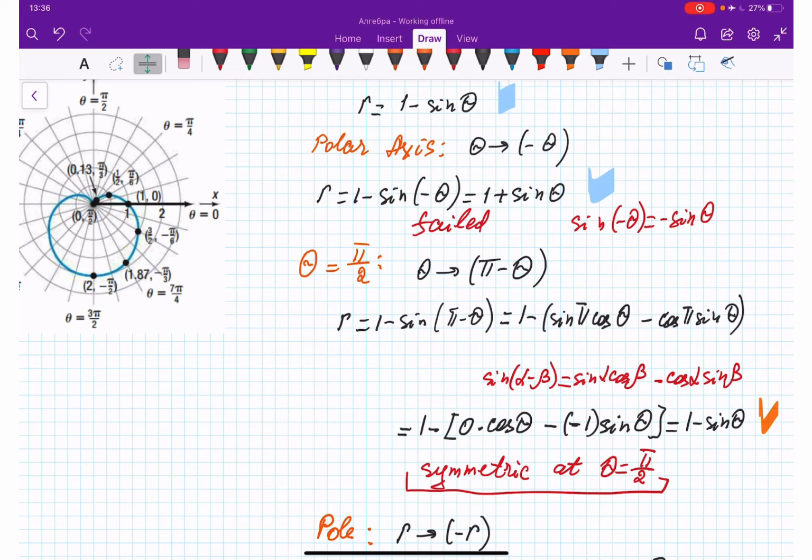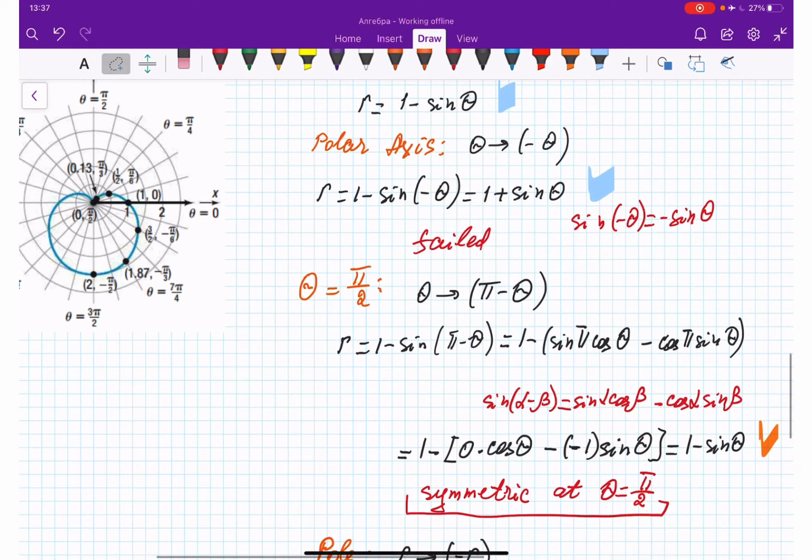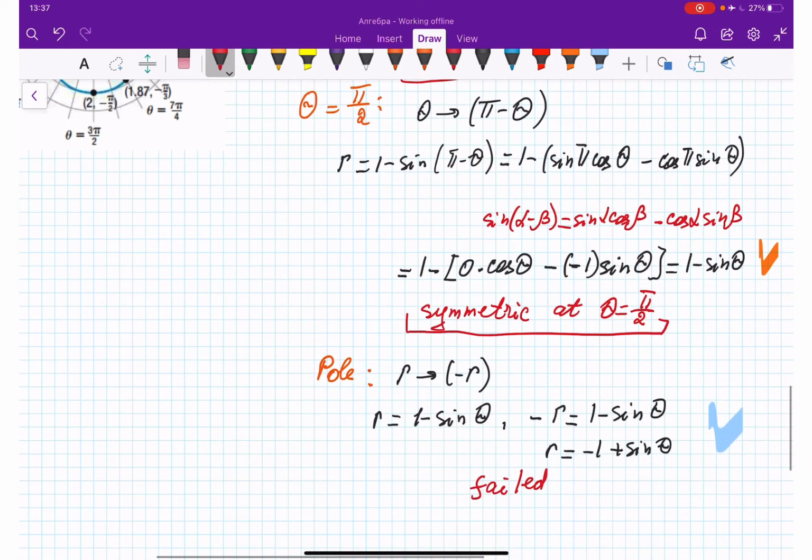Let me see if I can move this down, make a space. All right. Failed. This one symmetric, this one failed.